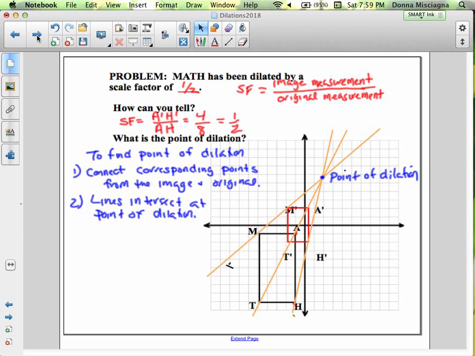Looks like in my example here I used AH and A prime H, but any one of the sides would have given you the same scale factor, 1/2. And that's all you have to do to find the point of dilation. So that point of dilation is located at a not very easy point to figure out.